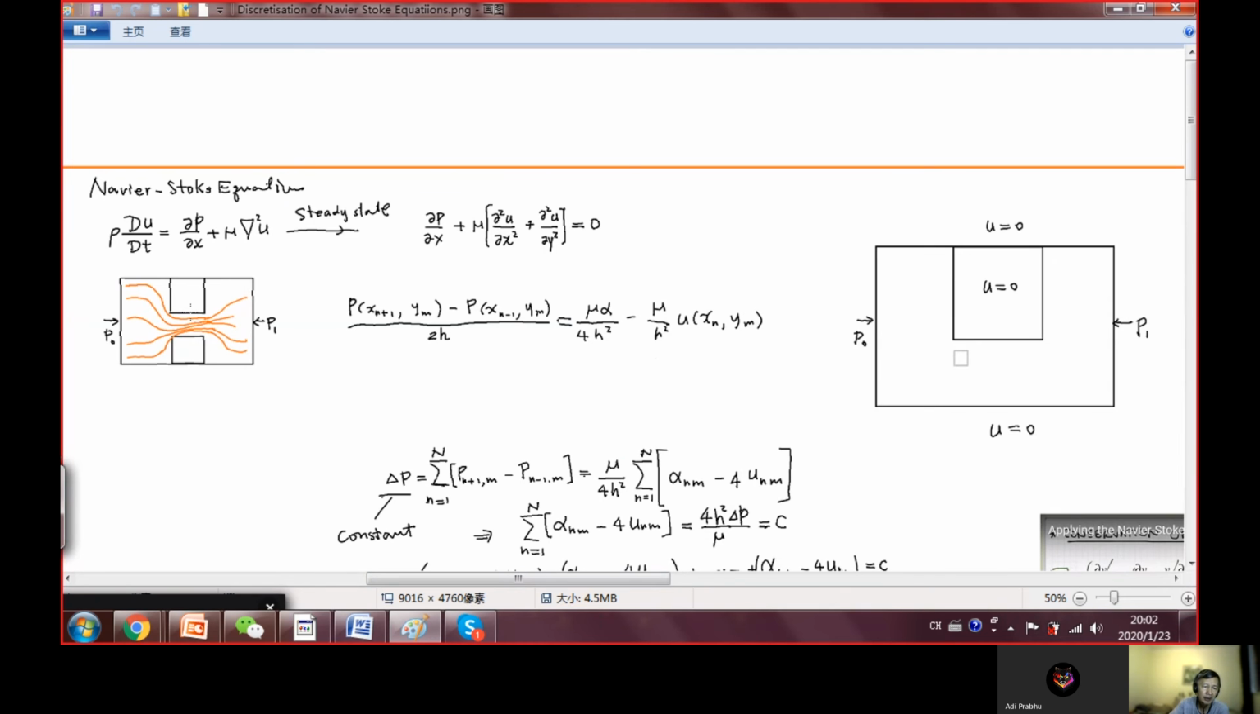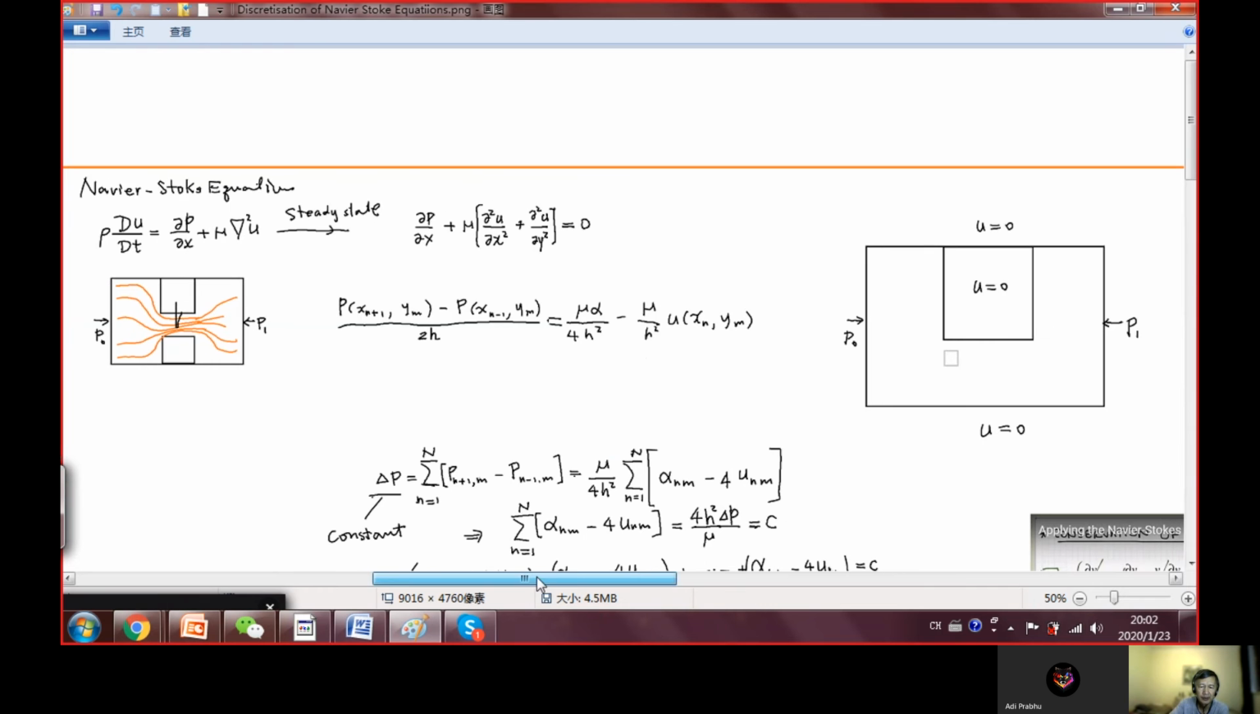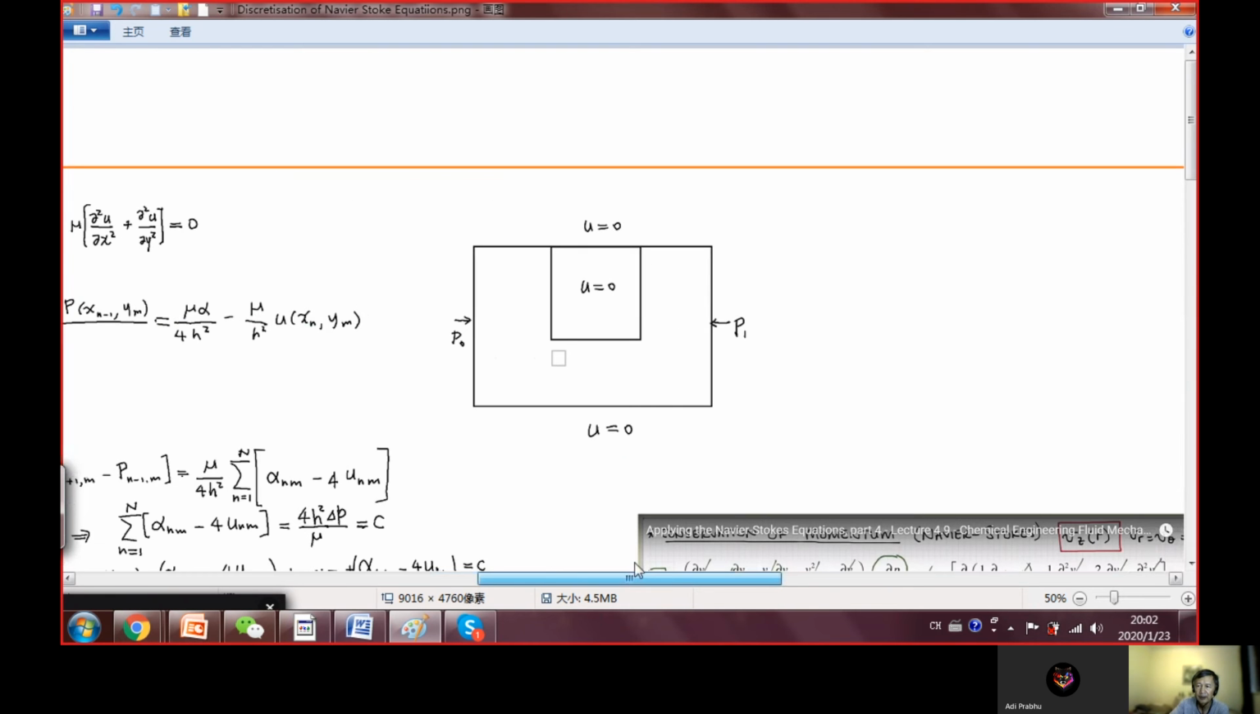There is a narrowing here. Can you see there is a narrowing here, and so you will see the pressure drops for sure. So that is what you need to know.